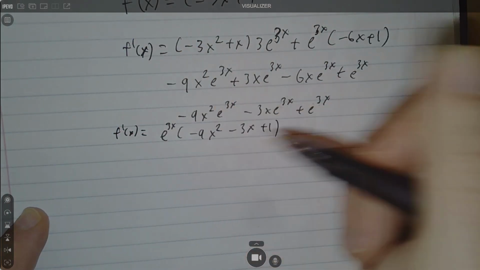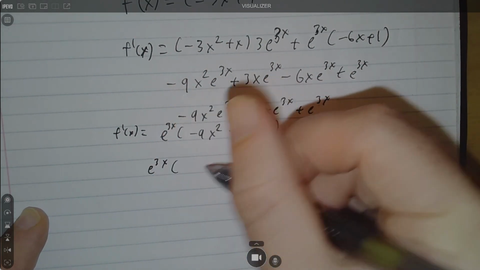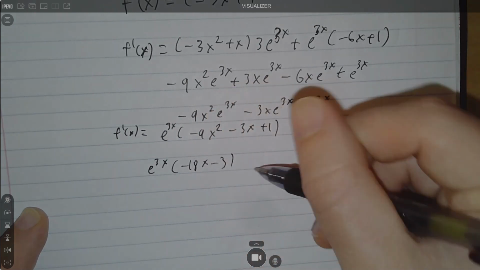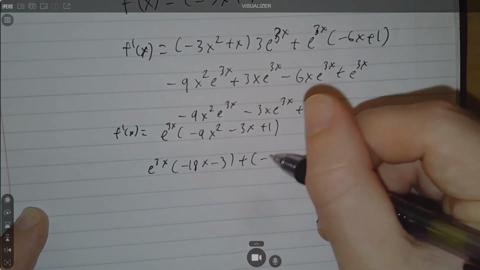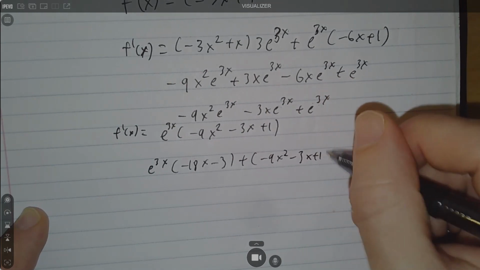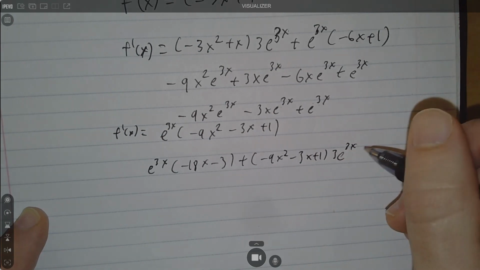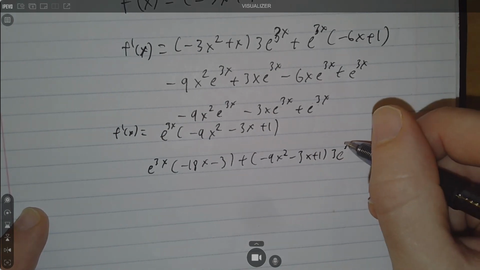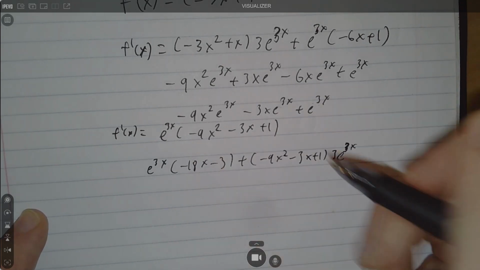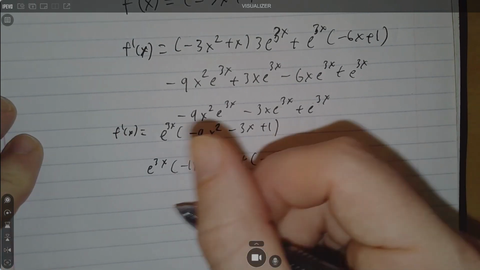Here we go. Lefty d right plus righty d left. e to the 3x, d left, d right: -18x minus 3, plus -9x squared minus 3x plus 1, d left, that's 3e to the 3x, just like before, just like my explanation before. It's itself times the derivative of what's on the top. Okay, let's simplify this.